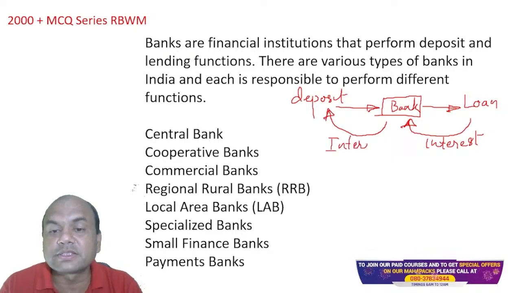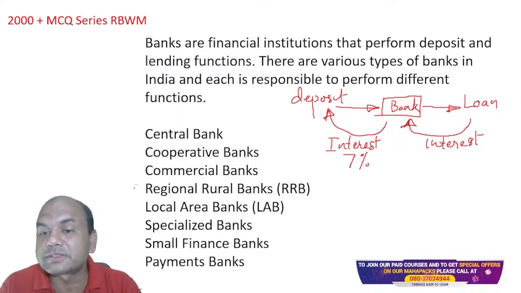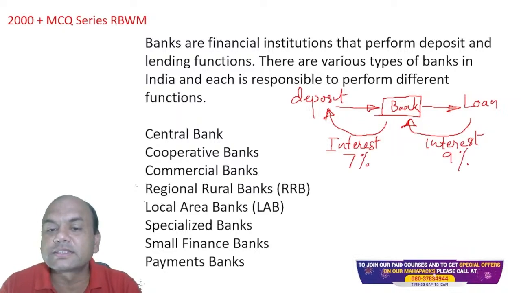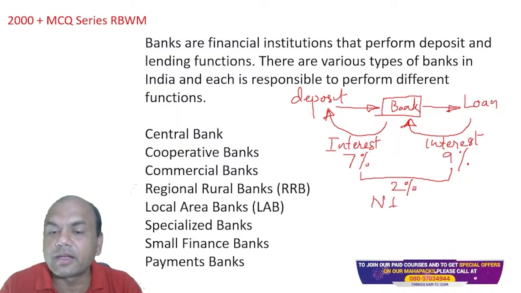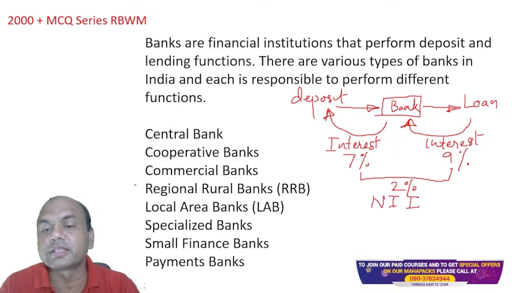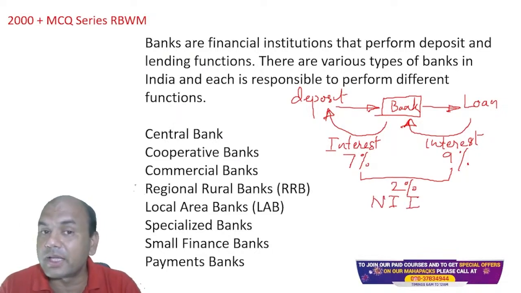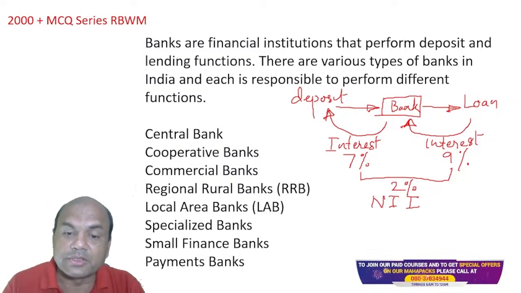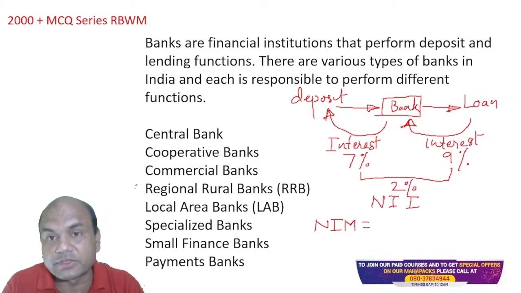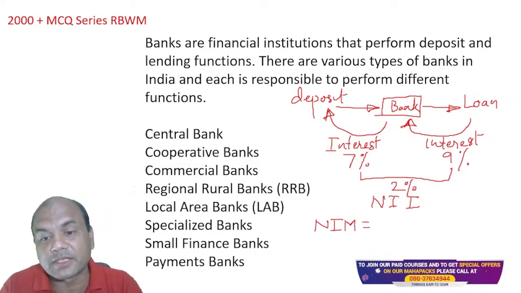Only the difference is this interest over here will be lesser. Let's say this interest is 7%. Then this interest should be at least 9%, so that this gap of 9 minus 7, that is 2%, is known as NII, net interest income. Remember, it's not NIM. NIM is different. NIM, net interest margin. Remember these two by heart, you'll be getting at least one in the exam.